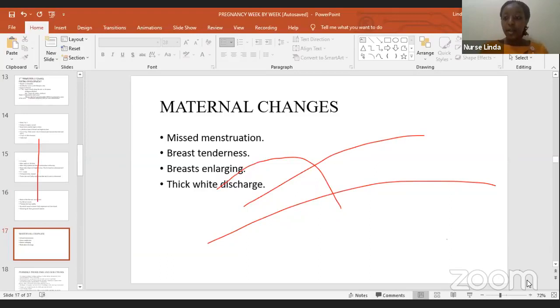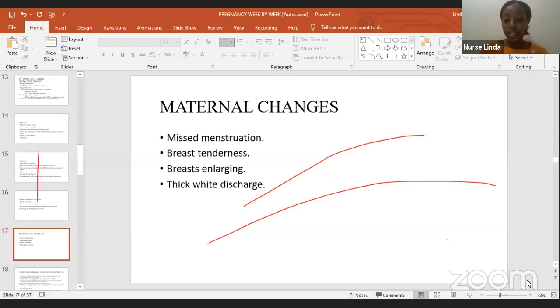Now, the woman experiences changes as well. And one of the most common things they will realize is a missed menstruation. And it's in this first trimester, after every woman knows when they expect their periods, if they have regular periods, that they realize, oh, I missed a period. And maybe they would want to go and check for pregnancy. And so it's one of the basic changes that will occur, because now with a pregnancy, there is no menstruation.